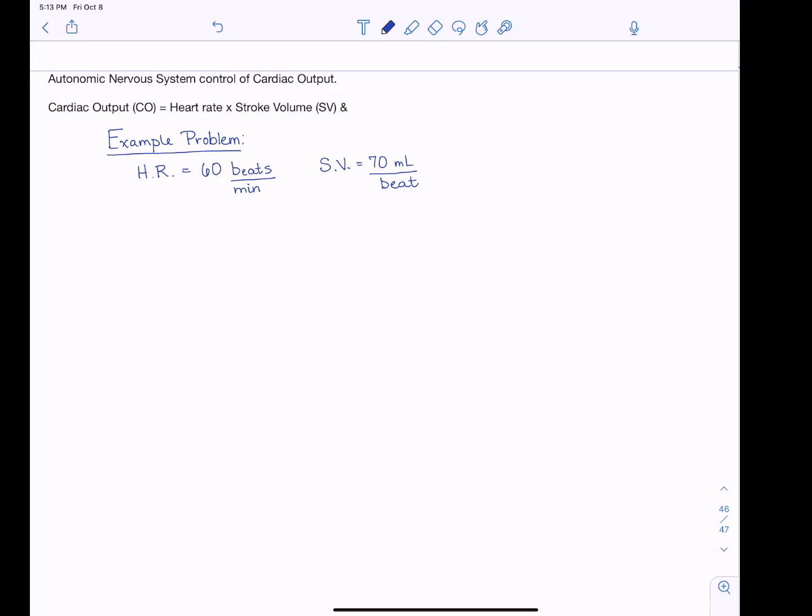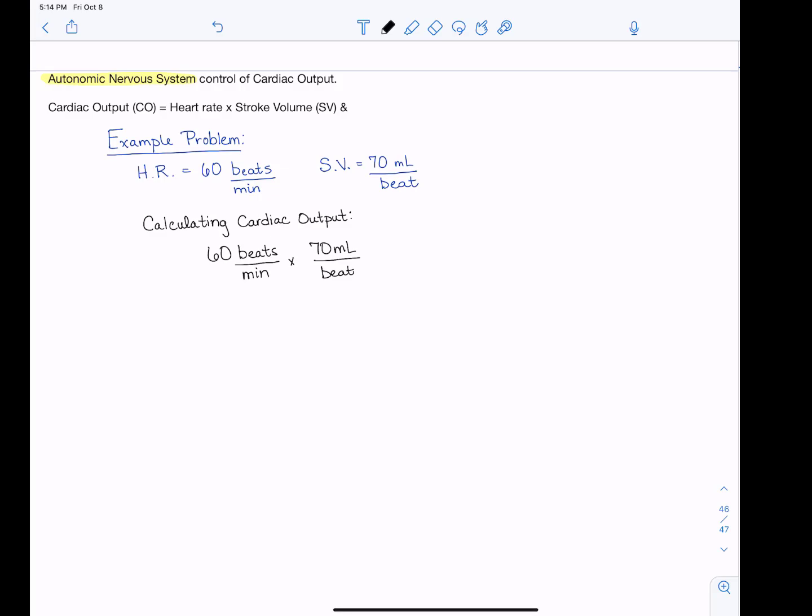The autonomic nervous system can control cardiac output by adjusting heart rate and/or stroke volume. Cardiac output is defined as the heart rate times the stroke volume. So let's look at an example. If my heart rate is 60 beats per minute, that's also a pulse, and my stroke volume is 70 milliliters per beat, then I multiply the two across and I get 4,200 milliliters per minute, or 4.2 liters per minute.